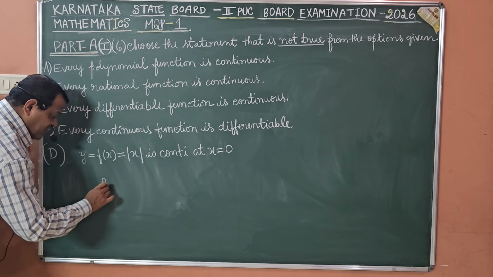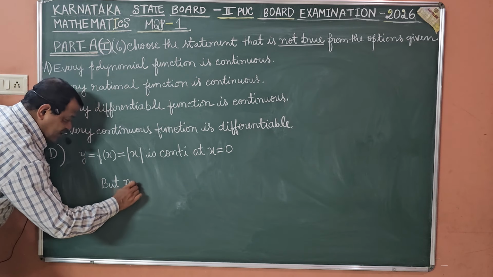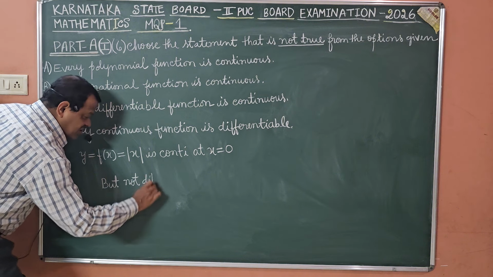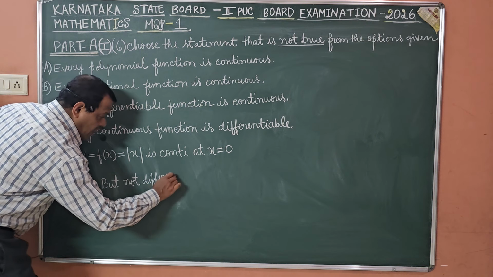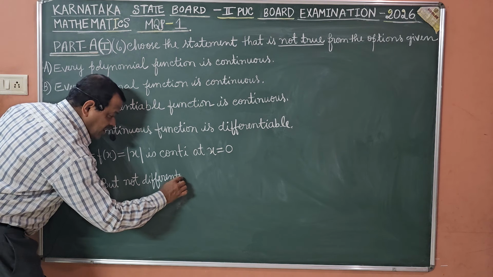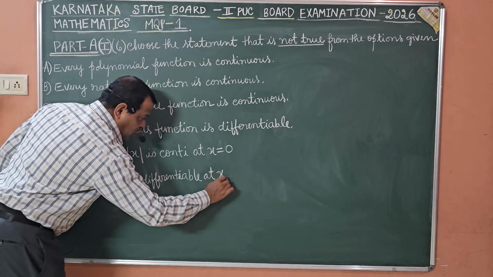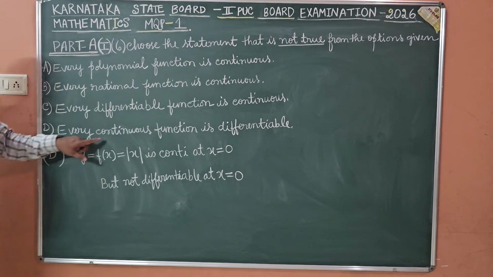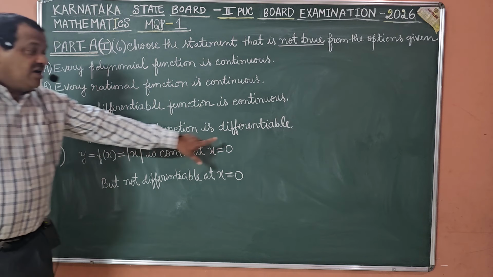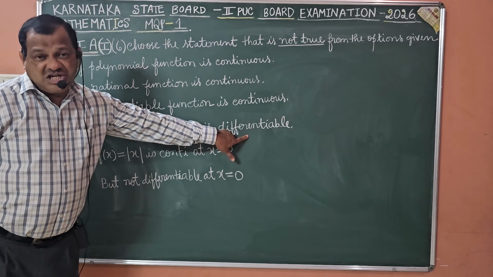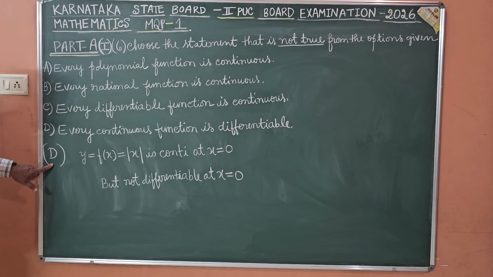But unfortunately, this is not differentiable at x is equal to 0. Hence, we can say a continuous function need not be differentiable. Therefore, option D is correct.